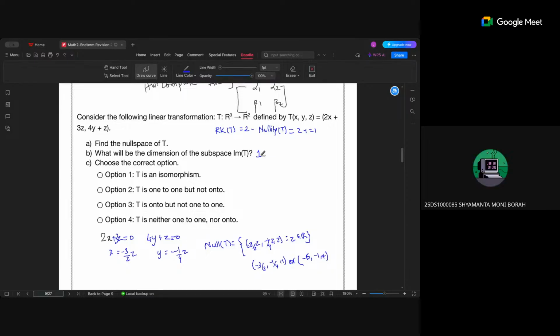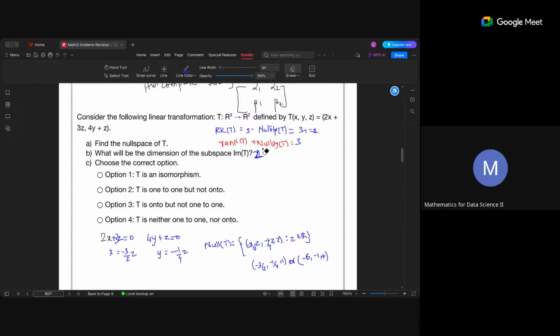Can you explain this part again, ma'am? See, what is the rank-nullity theorem? It tells you that rank of T plus nullity of T is equal to the dimension of, sorry, here I made a mistake. It should be the dimension of the domain. It should be 3. So here it is 3. So 3 minus 1, 2. So the answer is 2. Now I got it.